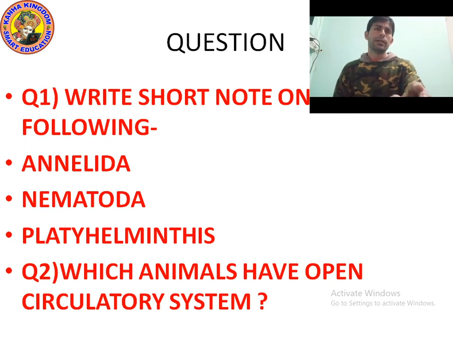Now let's talk about the next question. Question number 2: which animals have an open circulatory system? We know that Arthropoda have an open circulatory system. They have a bilaterally symmetrical, segmented body. Prawn, spider, butterfly, housefly, crab, cockroach, scorpion, centipede, they all are Arthropoda. Their body cavity is filled with blood. They have jointed legs also.